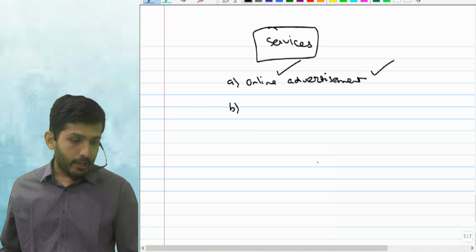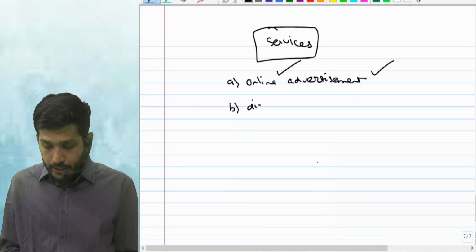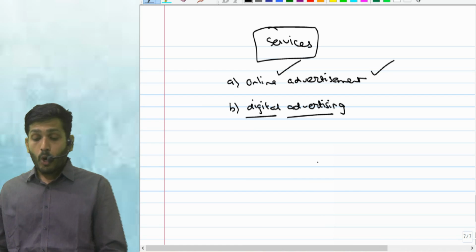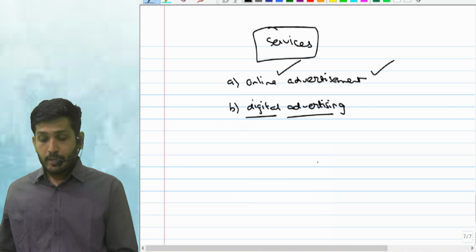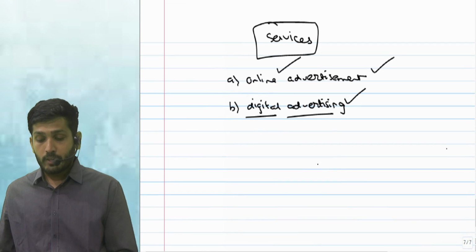Then the second part what we need to understand is anything related to digital advertising. So maybe Google might help certain people with providing digital advertising. They may not directly advertise that product, but if they provide services related to this, then that is also going to be covered under this bracket.